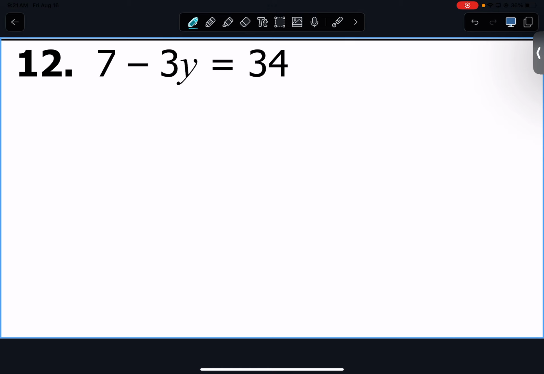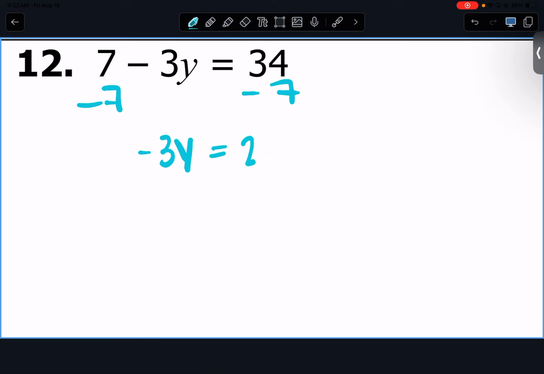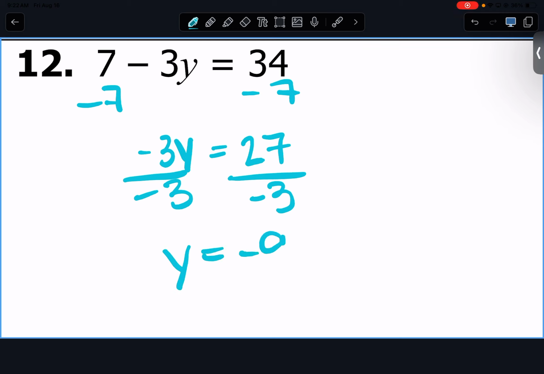For 12. Minus what? 7. Okay. So we get negative 3y equals, what is 34 minus 7? 7. Now what? Then that's our answer. Then we're going to flip to the back. Or not the back, the next page.